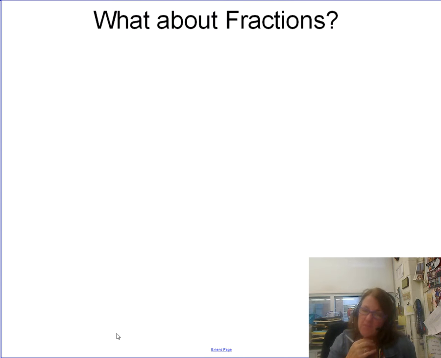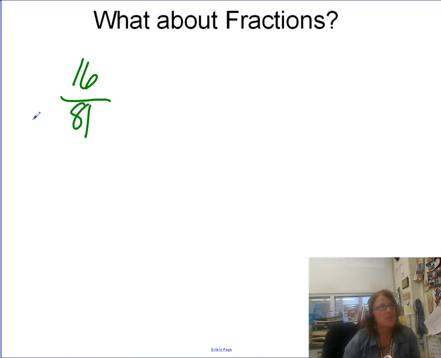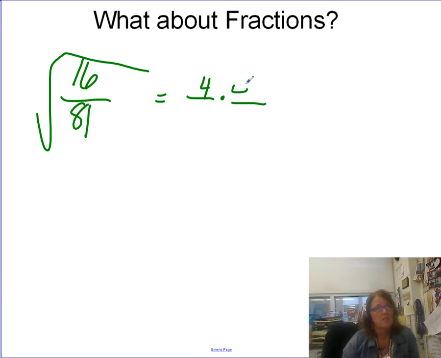Here's the deal. You can take the square root of fractions, absolutely. Let's say I gave you something like this, 16/81 as a fraction, and then I put the whole thing under the radical sign. What I'm asking you is what fraction times itself gives you 16/81. So look just at the numerator. What's the square root of 16? It's 4. What's the square root of 81? It's 9. So 4/9. That's the answer.